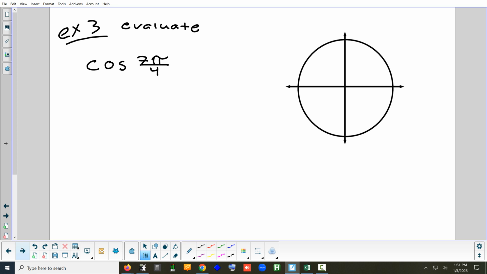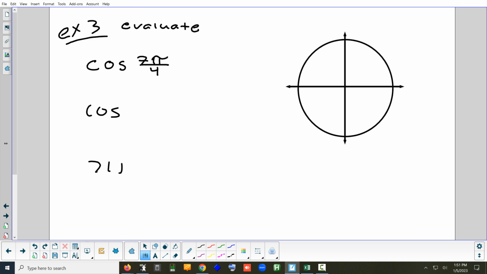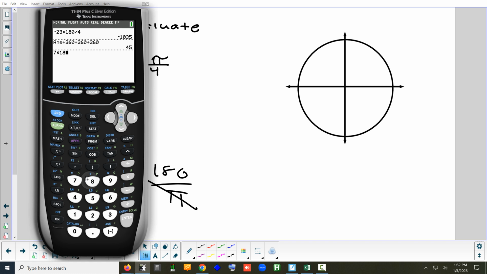So if you didn't know that looking at this problem, the first step would be to convert 7 pi over 4 to degrees so you can figure out what it is. And if you multiply 7 times 180 divided by 4, you will get exactly what Curtis said, if you type it in the right way. 315.